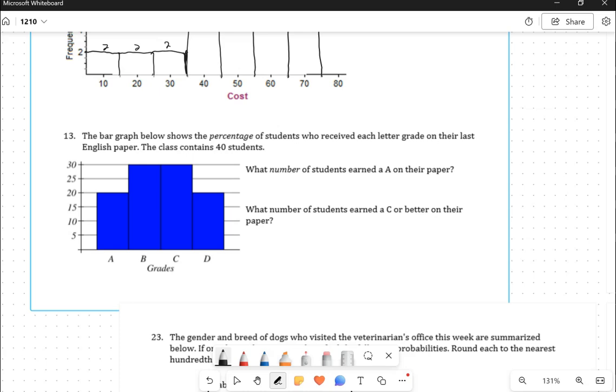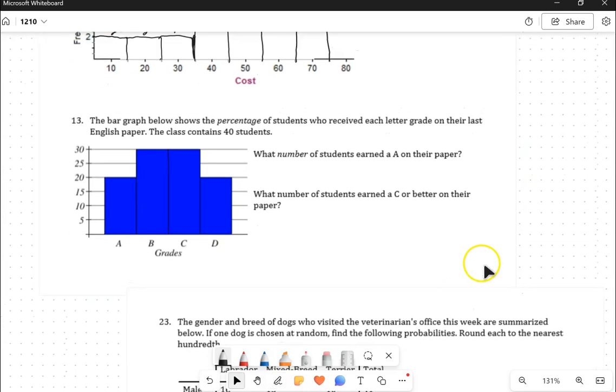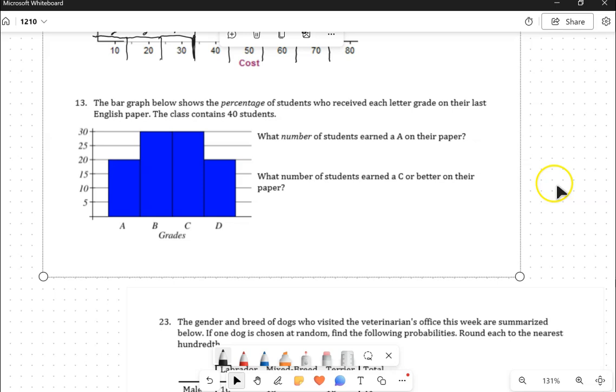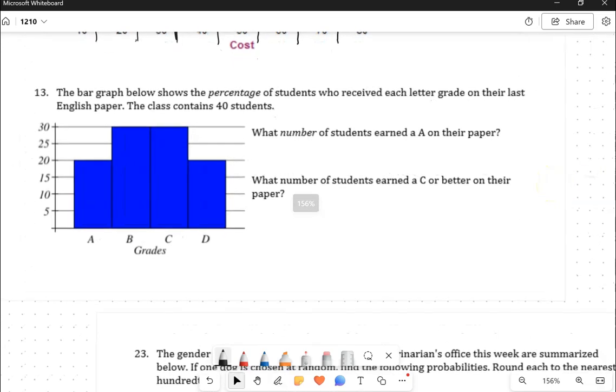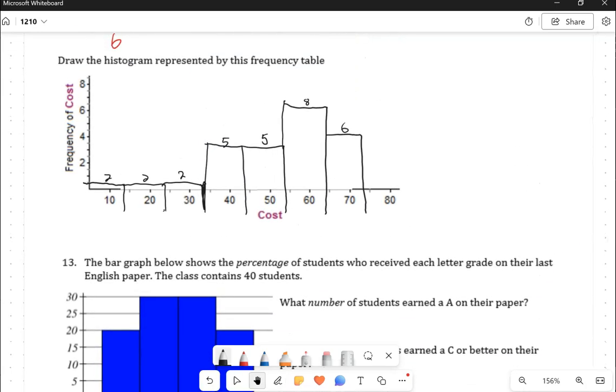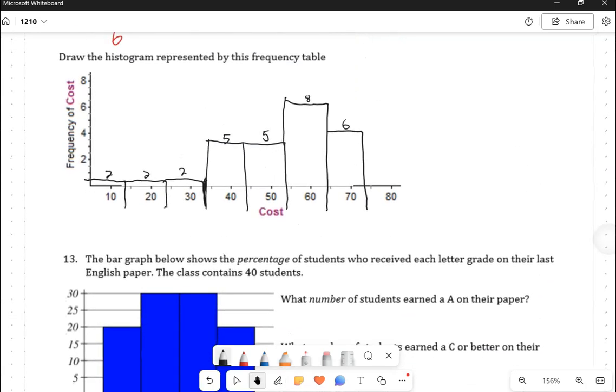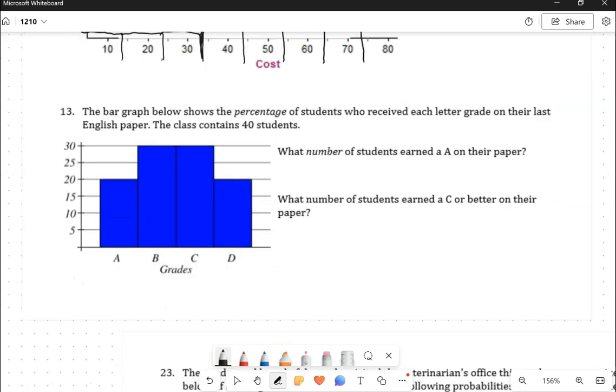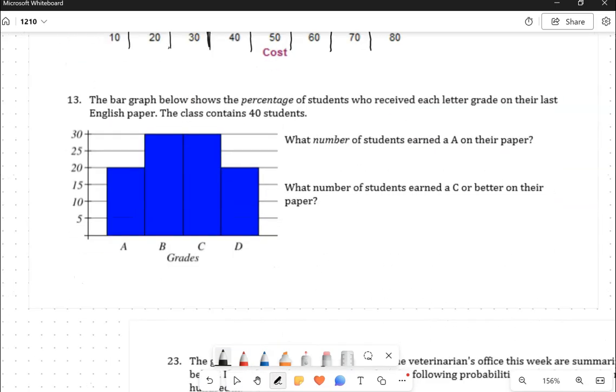Number 13. Here we have a chart. It's a bar chart. Now the histogram is a type of bar chart. I messed something up when I moved it. Anyway, the histogram is for quantitative data, but here we have categories. This is just a bar chart, not a histogram.